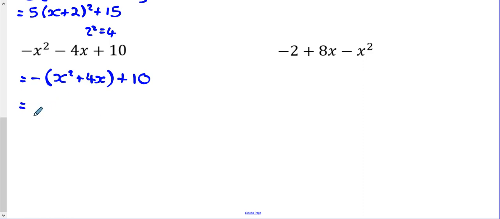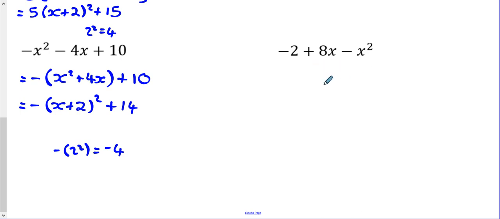Now the completing the square step. Half this coefficient. Now, whatever comes out of this bracket is going to get changed by this negative. So it's going to be a negative 2 squared. So we're going to get a negative 4 coming out of this. We want to change that negative 4 into a 10. So we would have to add 14 to it. And that's done. That's in the complete square form.